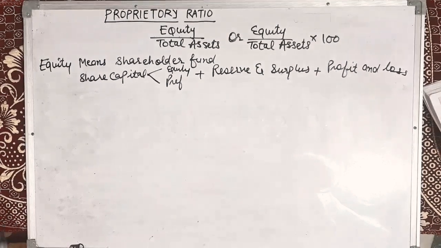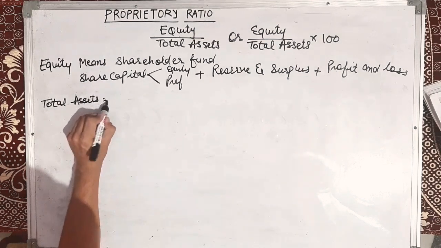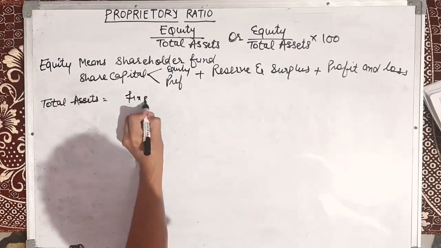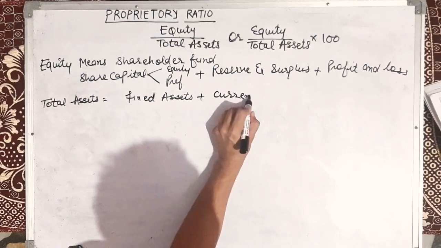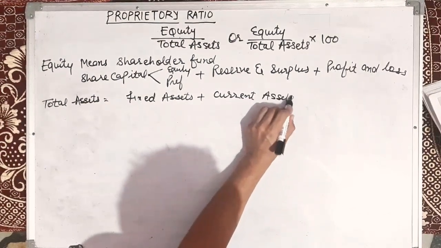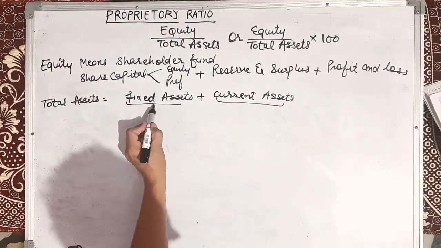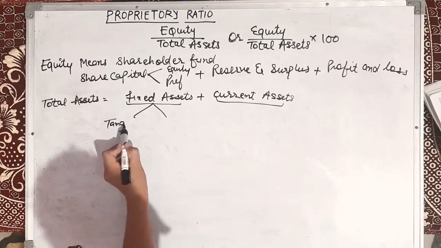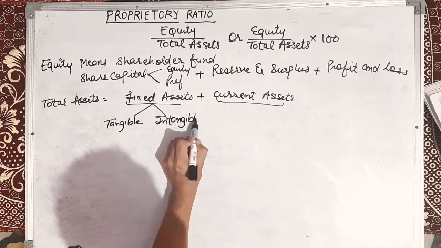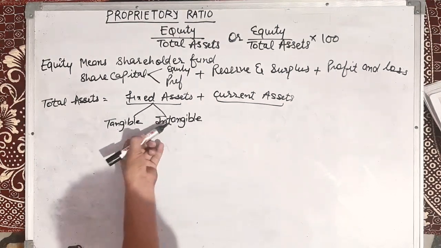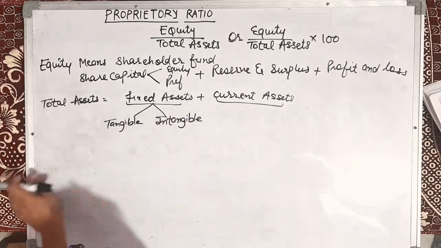Now we will move to total assets. Total assets is equal to fixed assets plus current assets. Fixed assets are tangible and intangible. Tangible assets are those which we can touch, and intangible means which we cannot touch. And current assets are those assets which are easily convertible into cash.